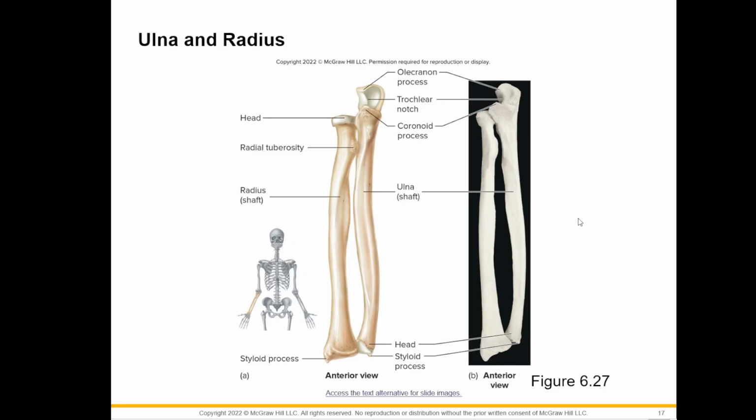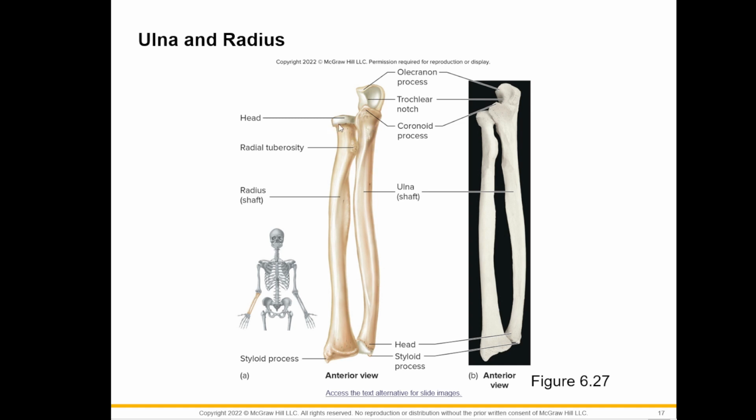Now we have the radius and the ulna. Again, the more lateral is the radius and the more medial is the ulna. So in this image, this is the radius, the shorter one, and the longer one is the ulna. So let's talk about the radius first.